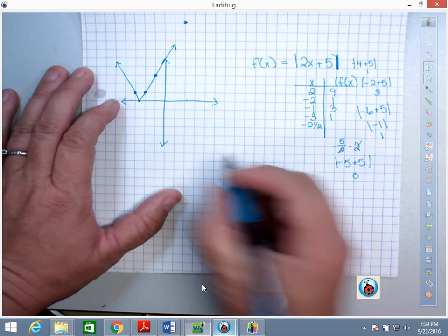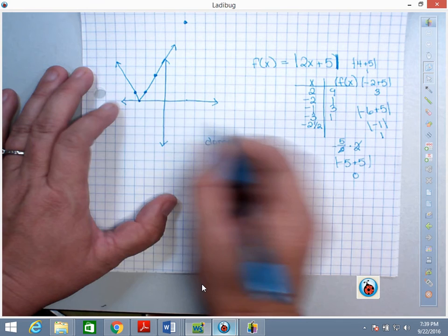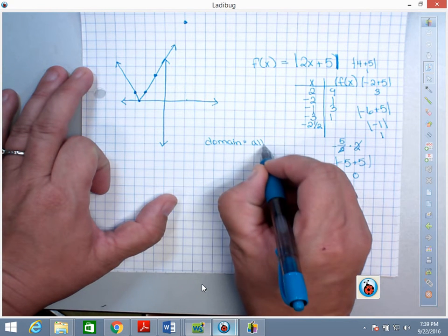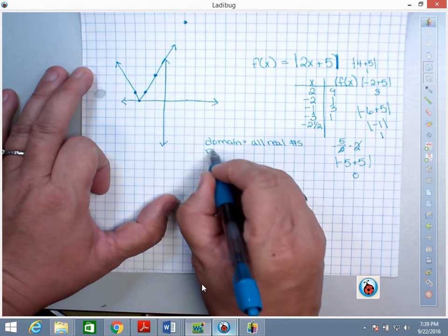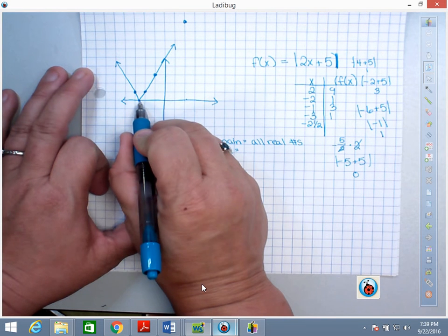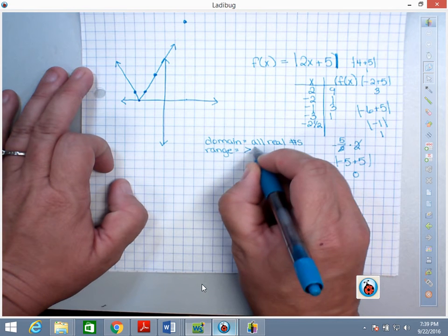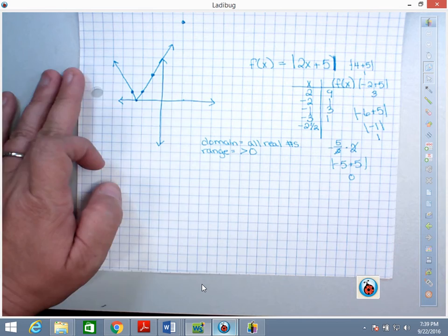So again, we're going to talk about domain. It does not look like our x's are going to stop at any point in time. So it looks like our domain is going to be all real numbers. And our range, of course, the y values, our lowest y here is going to be on 0, y equals 0. So our range is going to be anything greater than 0. So I hope these helped you.